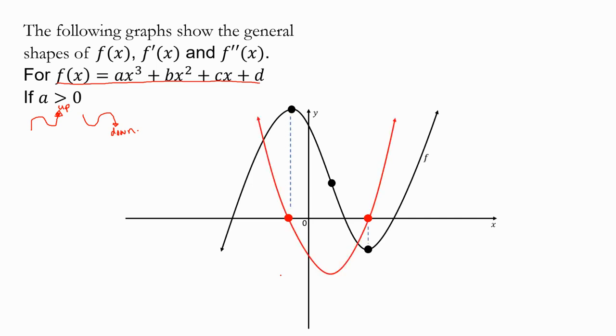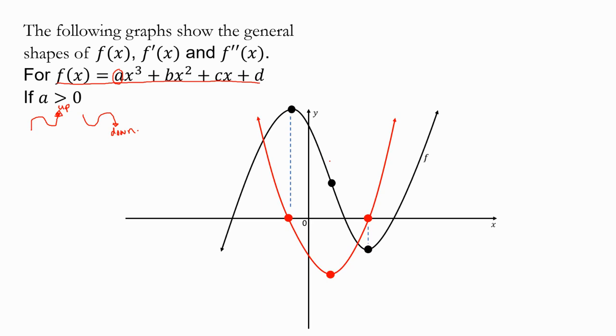So now, if a is positive, the first derivative graph is going to be concave up. Right, and then the x coordinate of the turning point of the first derivative graph is equal to the x coordinate of the point of inflection. Just remember that.